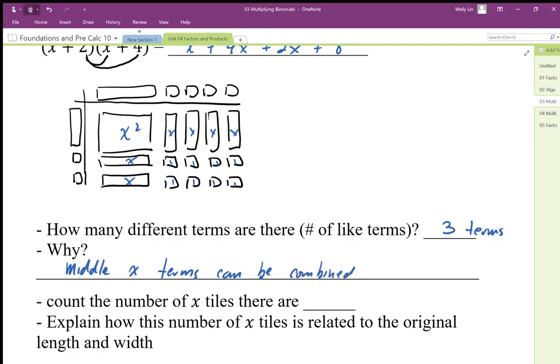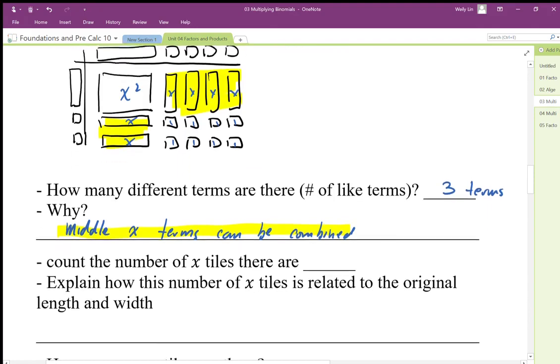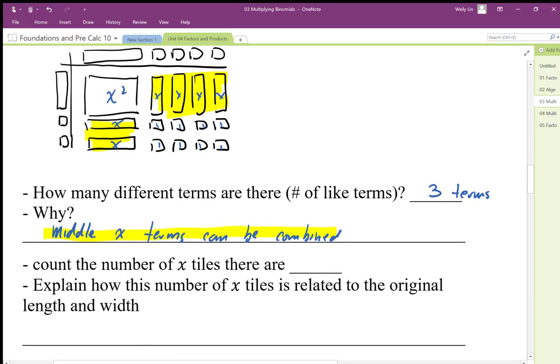Okay, and I'm just going to highlight that. So these x terms and these x terms are like terms, so they can be combined. So we end up with, although we have 4 parts of multiplication, there are 3 different terms. So that's why we end up with a trinomial when we multiply them together. So in this case here, there's a total of 8 x tiles. Sorry, not 8, there's 6 x tiles.